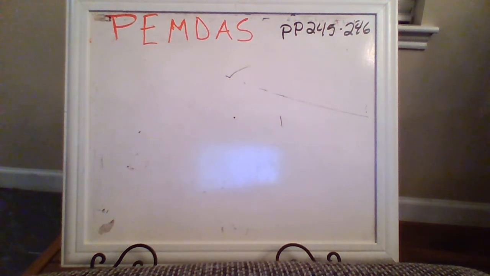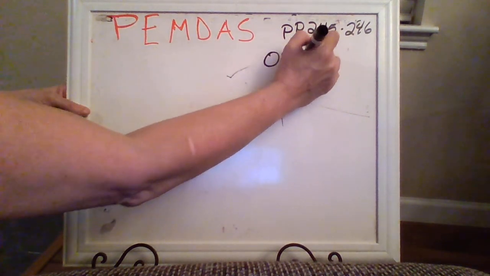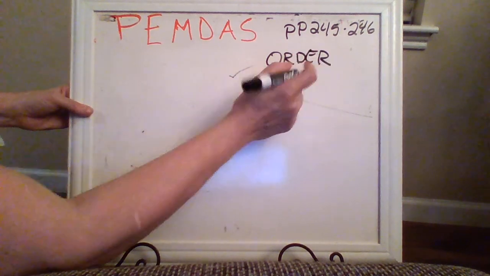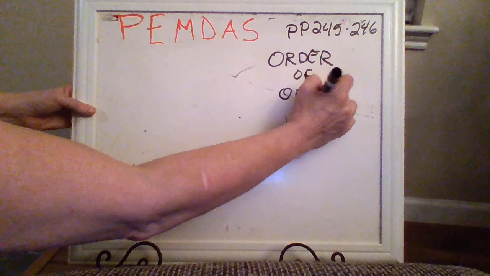Class, this is pages 245 to 246. This is the order of operations lesson. The first thing that you need to learn when you're trying to learn order of operations is the word order. So you have to follow a certain order in order to operate these problems.